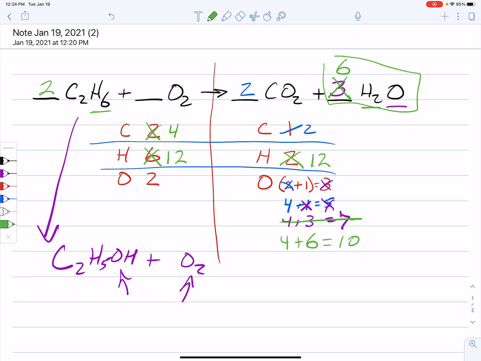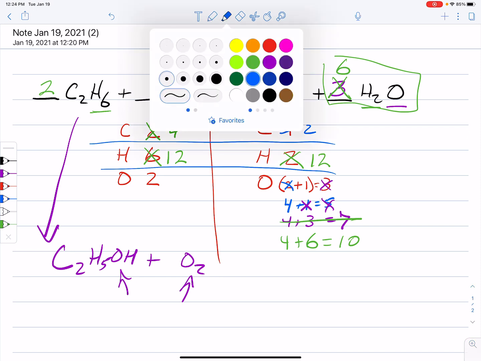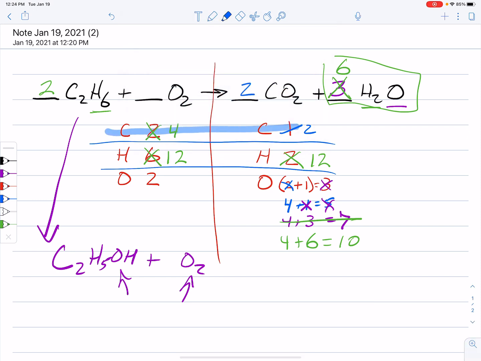But notice that my carbon is not balanced. So I got to go take care of that as well, because I have 4 over here on my reactant side. I need 4 on my product side.